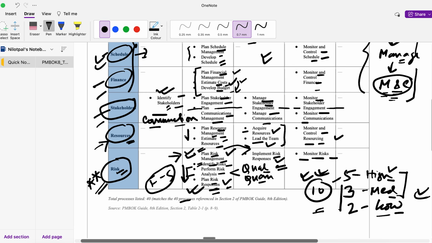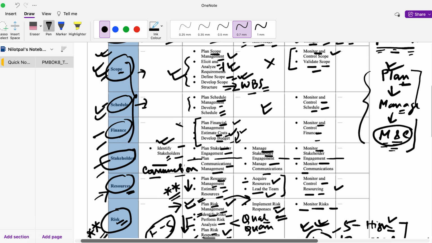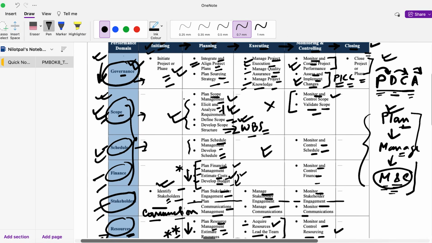Similarly, for resources, again, another important finish to start relationship, that you plan your resources and then you estimate your resources. Okay. Similarly, for finance, you plan your finance, estimate your cost, develop your budget. Again, that follows a finish to start relationship, that you plan your finances, you estimate your cost, and you develop your budget. Similarly, for scope, there is a finish to start relationship as well, where you plan your scope, then you collect your requirements, then you define your scope, and then you develop your scope structure.